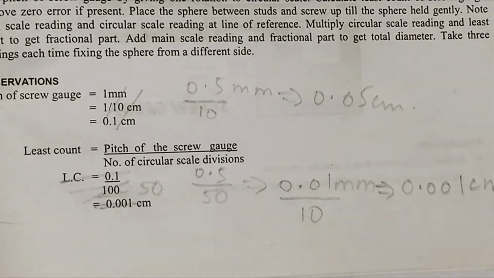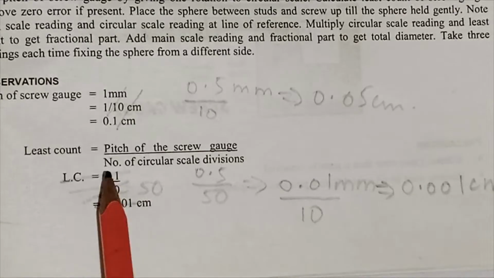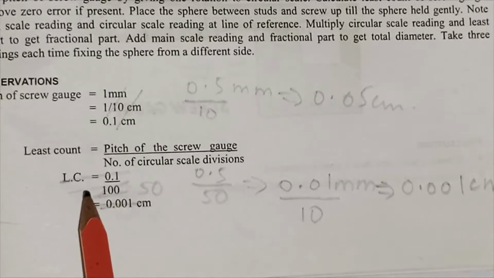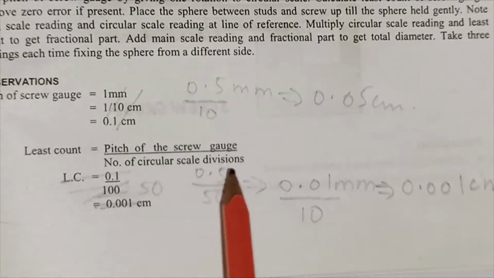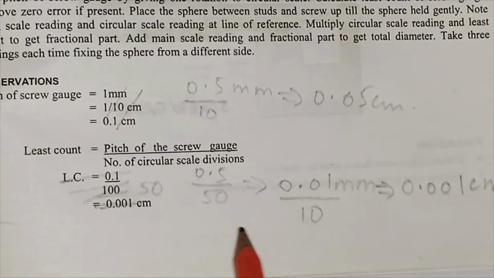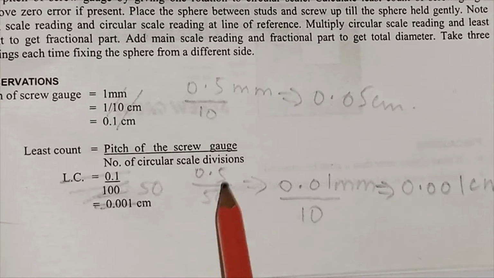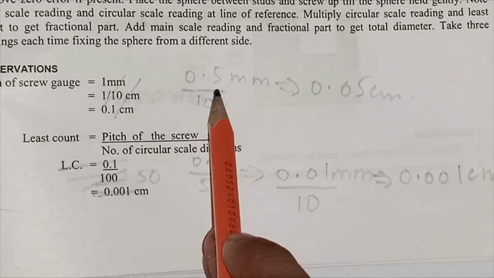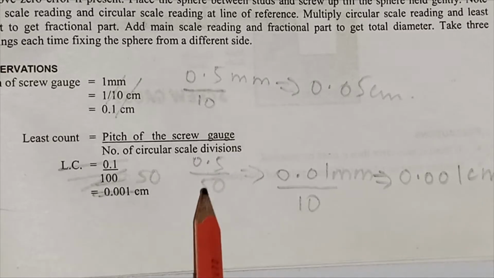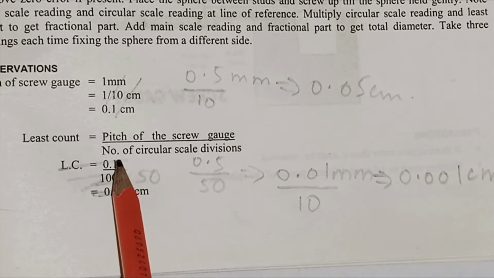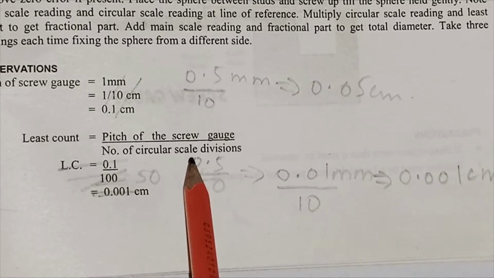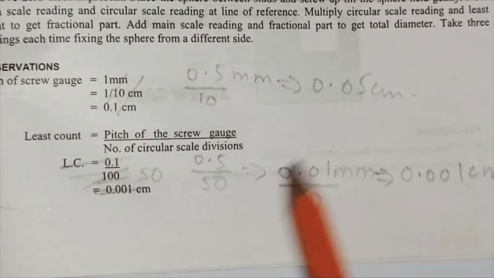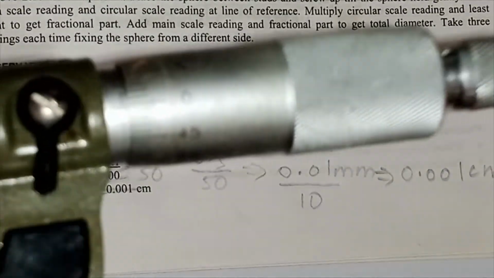So what will be the formula of least count? Least count equals the pitch of the screw gauge divided by the number of circular scale divisions. So here I am noting some mathematical observations. What is the pitch of the screw in millimeters? 0.5. Okay, what is the total number of divisions on the circular scale? We have 50 divisions, as you can count here.